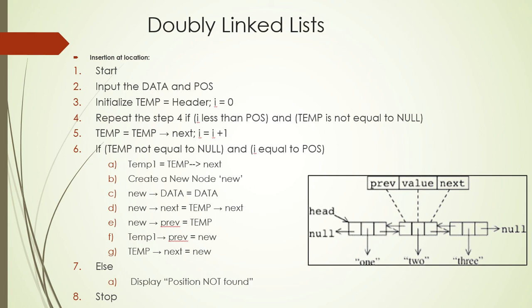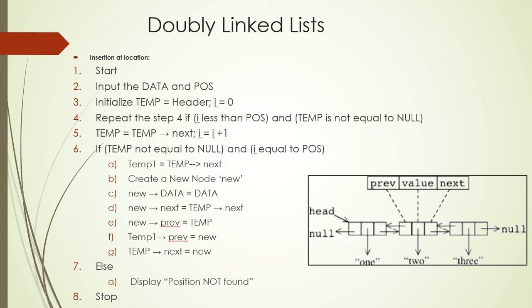Now as usual, you have to create a node, name it as new, then insert the data value that was collected from the user, that is inserted to the data field. Now we have got a previous field and a next field. Listen, this is going to be the 6th node of the list.